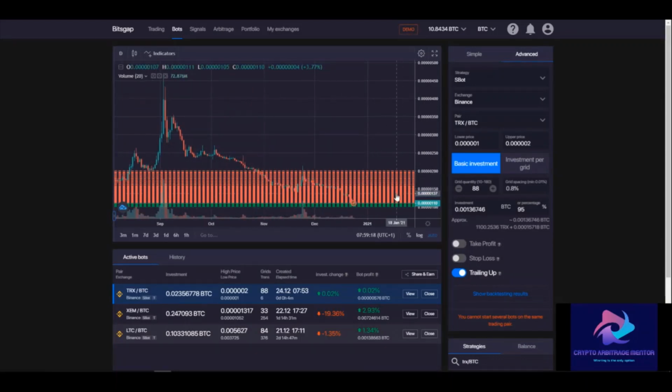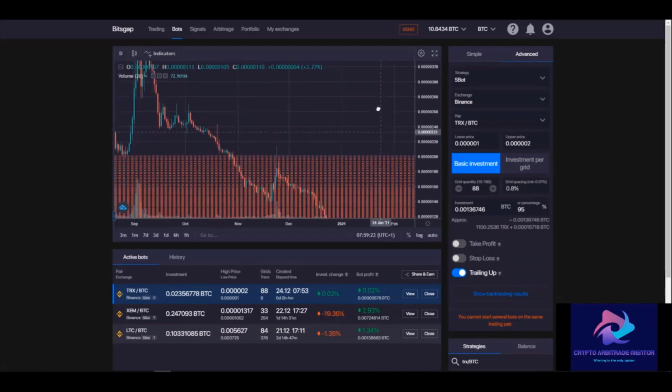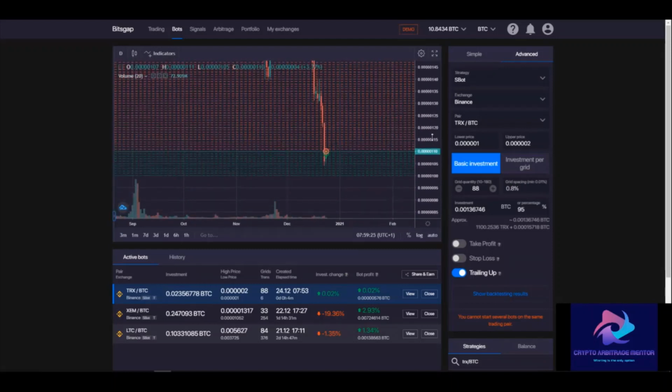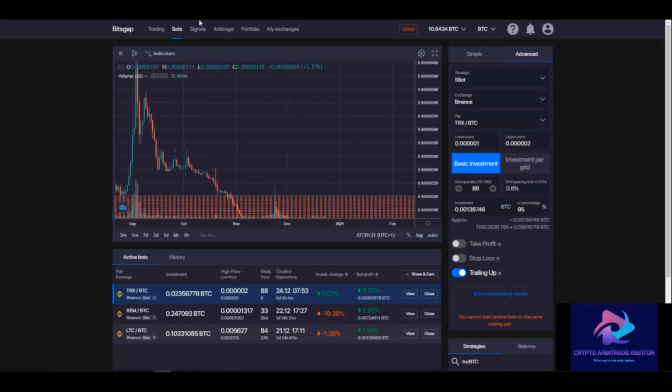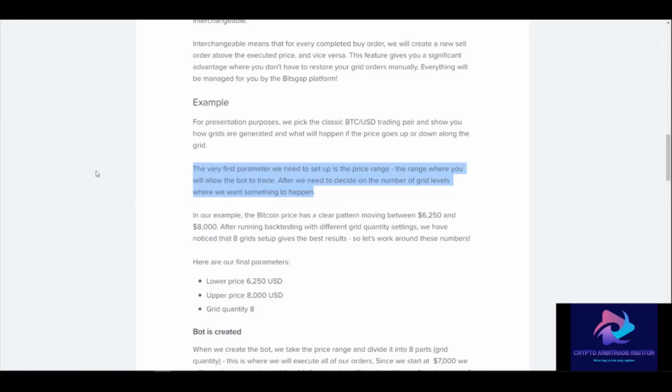So I think that we are in a support. We have a few buy orders before, and then I have a lot of grid sell orders in the red part of the grid. In the example, the Bitcoin price has a clear pattern moving between 6,000 and 8,000. After running a backtest with different grid quantity settings, we noticed that an 8 grid setup gives the best results. So let's go over the numbers.